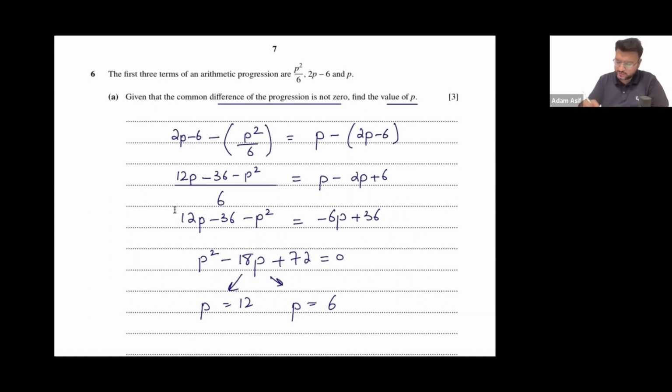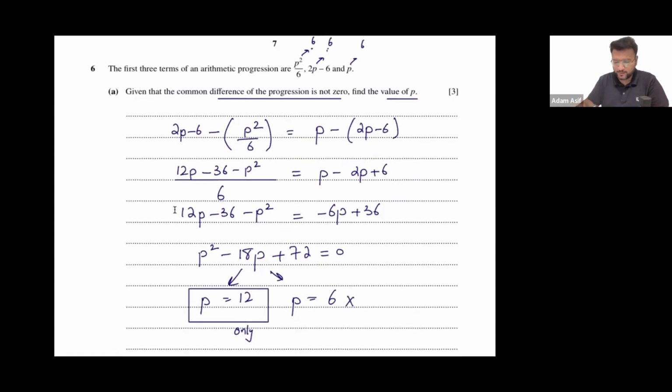So if we take 6, the first term is going to be 6 squared, 36 upon 6, that is 6. The second term is going to be 2 times 6, 12, 12 minus 6 is 6. So the common difference is going to be 0, and the third term is 6. We don't want the common difference to be 0, so we are going to neglect this value. So p is going to be 12.